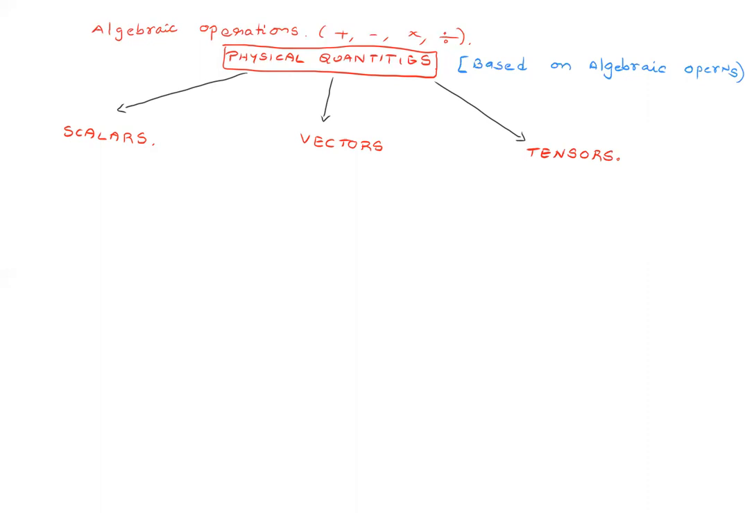I'll give a lot of examples later; as we go into detail, you'll come to know it. For scalar quantities, only magnitude is significant. What is meant by magnitude? Magnitude is nothing but a number, the number associated with the quantity.